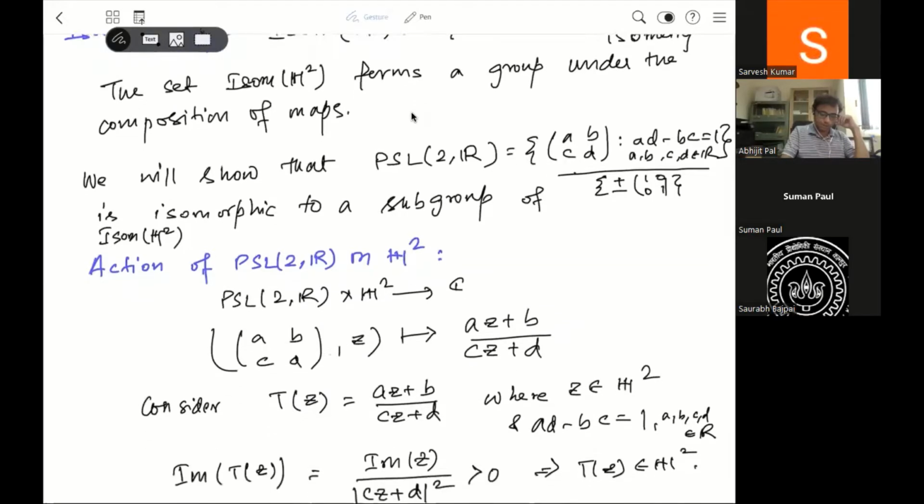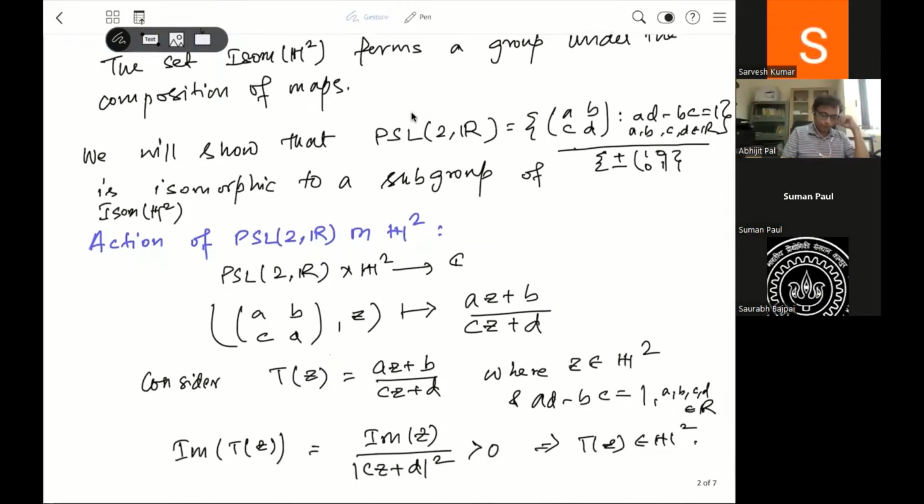This is very simple to prove, and I have proven it here. The imaginary part of d(z) will be equal to this, which is greater than 0. Therefore d(z) belongs to the upper half plane. So we have an action of PSL2(R) on the upper half plane. Any question?